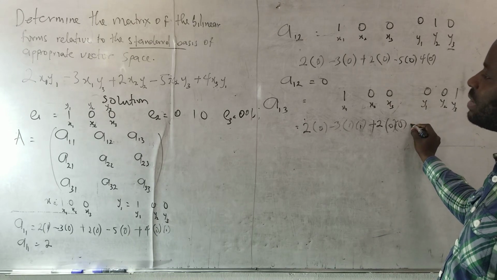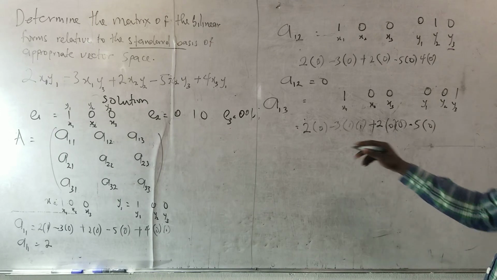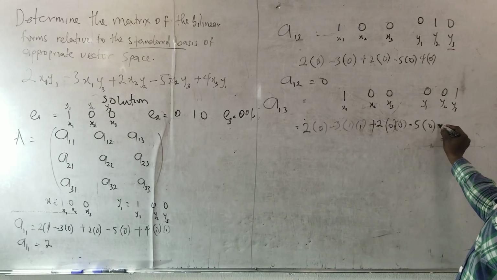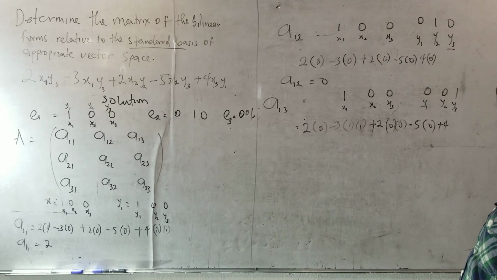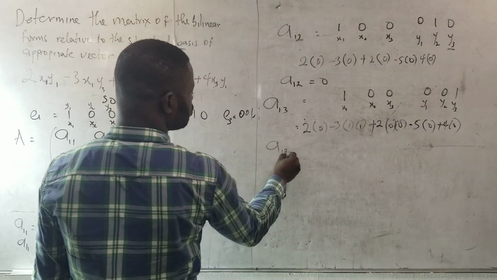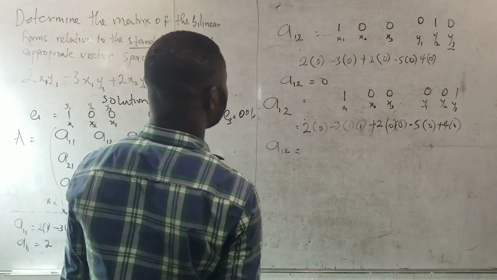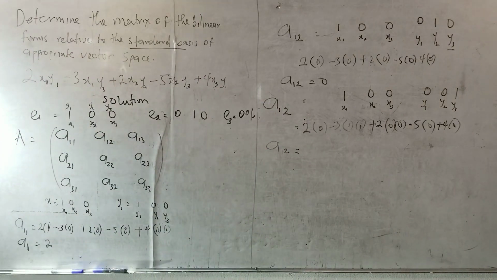One has given me 0. 5 with x2, that will be 0. I don't need to stress myself. 4 with y3, that will be 0. Now at this junction, my A13 will be... sorry, A13. I hope I'm not making a mistake.